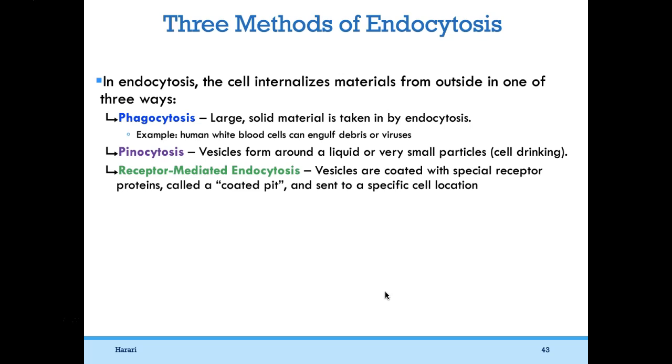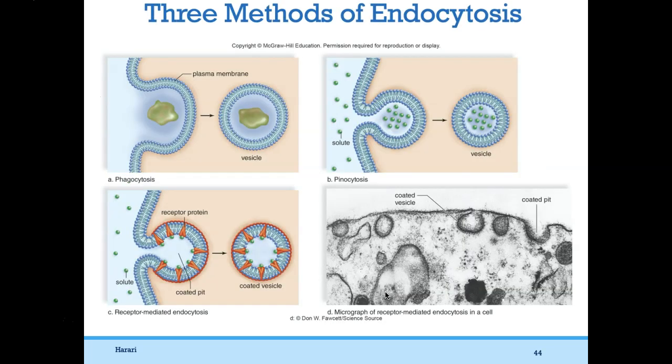And finally, you can have receptor-mediated endocytosis, which is the most complicated of them all. That's when vesicles are coated with a special type of receptor protein, and that tells the vesicle where to go. So the vesicle could be sent to a specific cell location based on the type of proteins that are outside of the vesicle. And I'll explain that in just a bit.